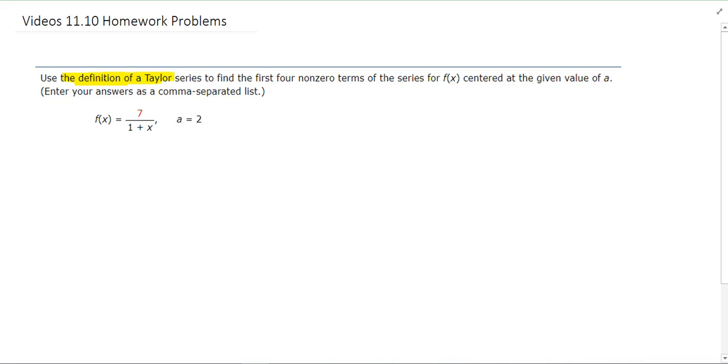So pay attention to the wording, right? Is it asking you to use a known series to find something, or is it asking you to use the definition? Those are the two different types of things that you'll be asked to do. Here we want to use the definition. So what is the definition?